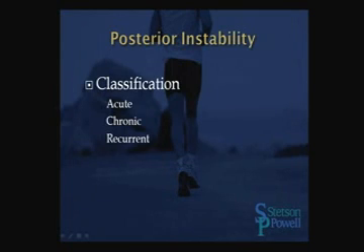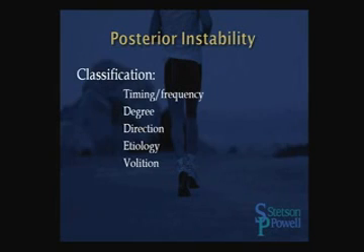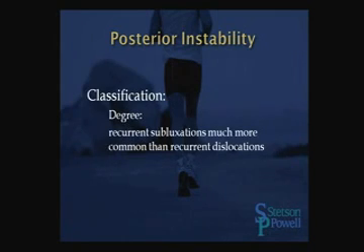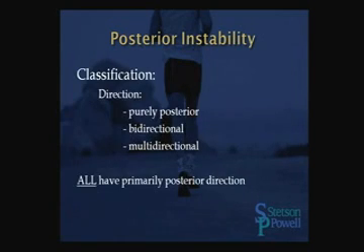Well, okay, so the classification can be acute. There are varying classification systems: acute, chronic, and recurrent. That can be the timing and frequency, degree, direction, etiology, and volition. Recurrent subluxations occur much more commonly than recurrent dislocations. So that's why it can be presented as a subtle finding.